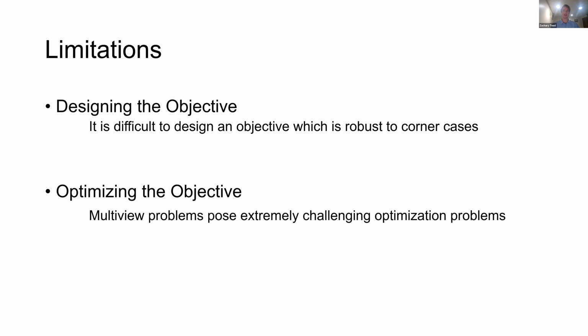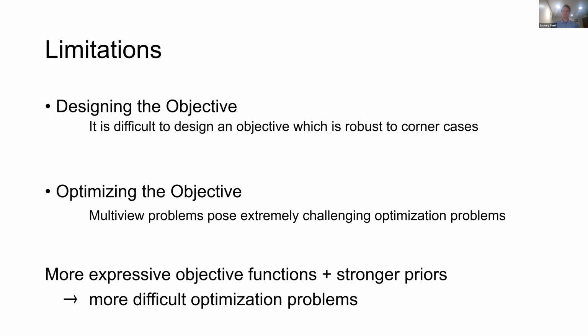Additionally, it's really hard to optimize these problems, especially for 3D vision tasks. These types of optimization problems are very difficult to converge to a global minimum because camera poses lie on a manifold. There's usually a lot of outliers. And typically what you find is that the more work you put into designing this good optimization objective and imposing stronger priors, the more and more difficult it becomes to actually solve these optimization problems.